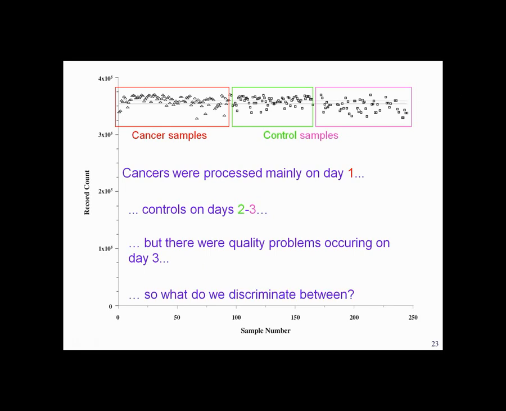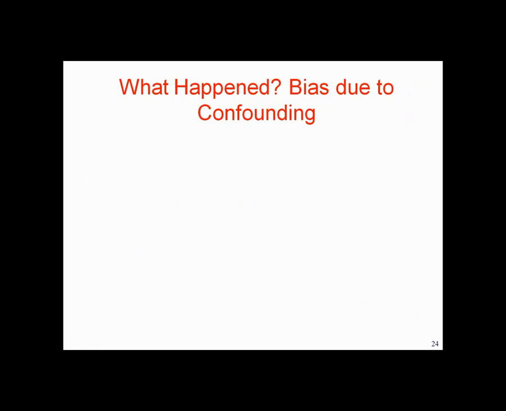So the question is, what do we discriminate between? I mean, do we discriminate between the control samples and cancer samples, or do we discriminate between the good quality spectra, which were seen on day 1 and day 2, and bad quality spectra, which were seen on day 3? And this is actually an unfortunate happening in this experiment. And this is the classical issue related to so-called confounding.